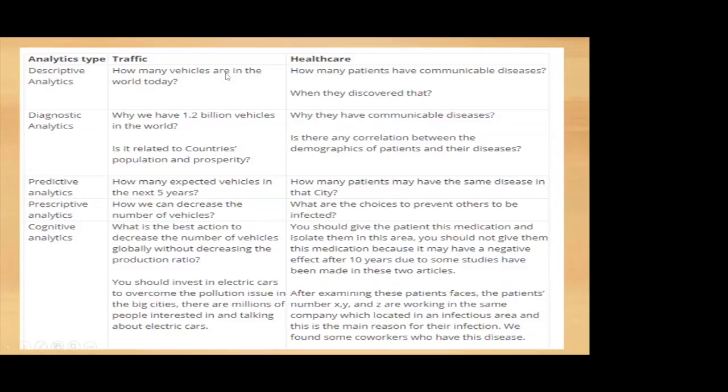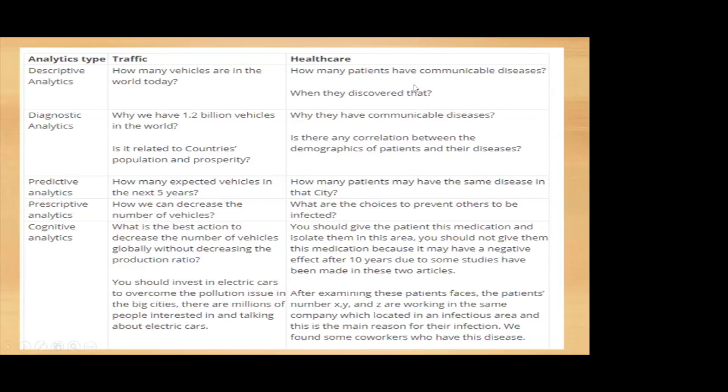So these are some of the examples you can see. If you take descriptive analytics, how many vehicles are in the world today? Description: what's actually happening, and how many patients have communicable diseases when they were discovered. So what's actually happening in the market. And diagnostic: why do we have 1.2 billion vehicles in the world? Why, what is the reason? So this is how many vehicles at present, and why we have those vehicles. Is it related to the country's population and prosperity? We answer this question.